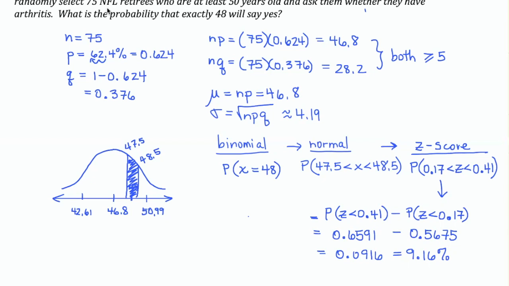There are quite a few steps here, but once you do a few practice problems, you should start to gain confidence in how to approximate a binomial probability using a normal distribution.